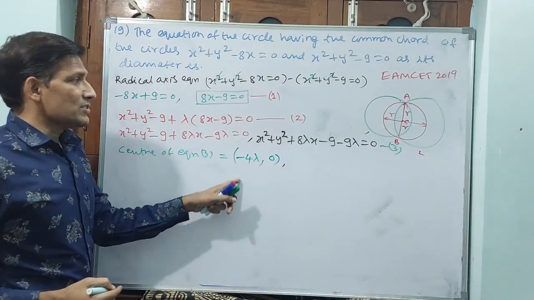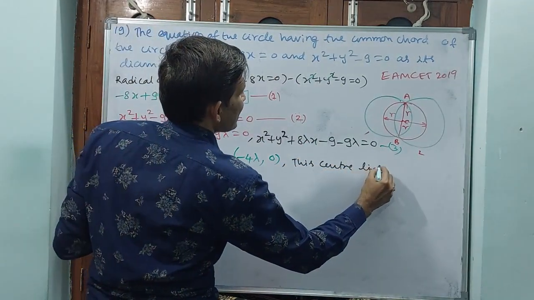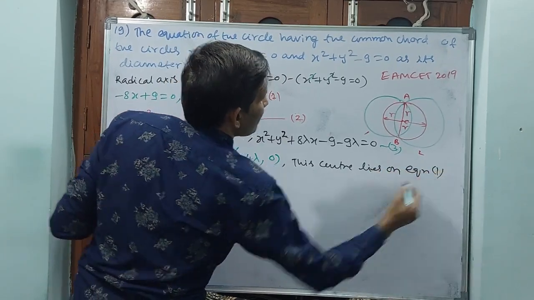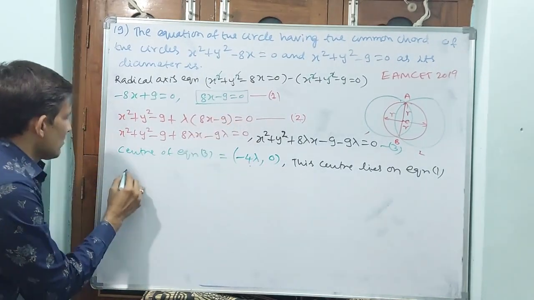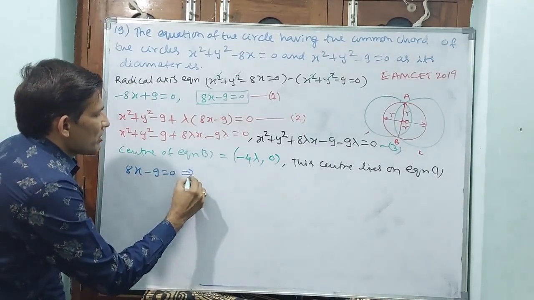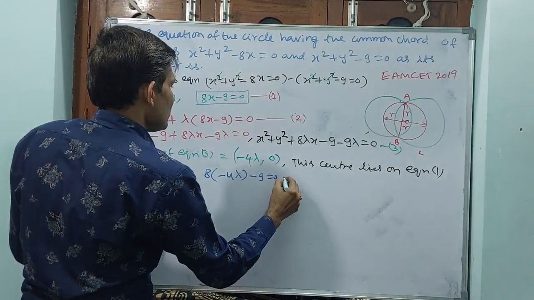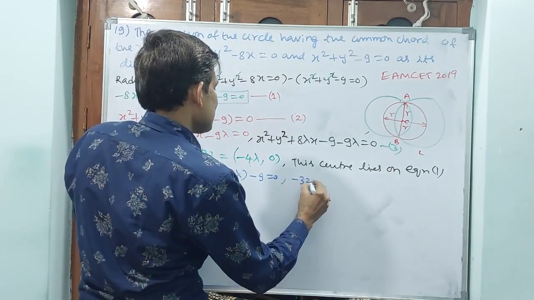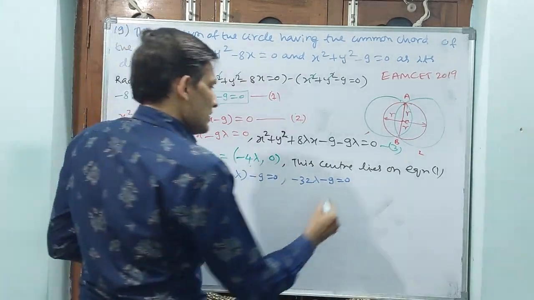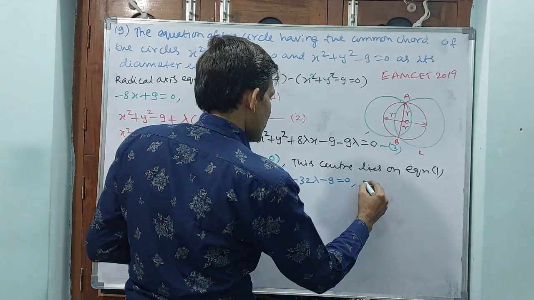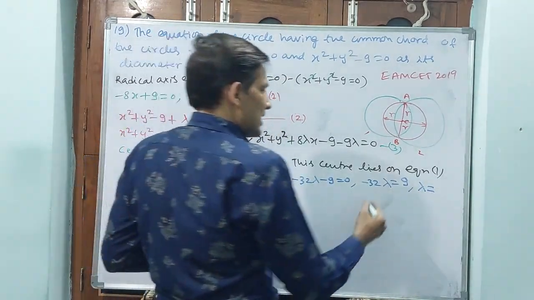This you substitute in equation number 1. Center. Why? Because the center lies on the line AB. Write down. This center lies on equation 1. If that is the case, x coordinate, y coordinate is 0, but here y coordinate is not there. Write down. 8x minus 9 equal to 0 implies 8 into minus 4 lambda minus 9 equal to 0, minus 32 lambda minus 9 equal to 0. Then minus 32 lambda will be 9 and lambda will be minus 9 by 32.